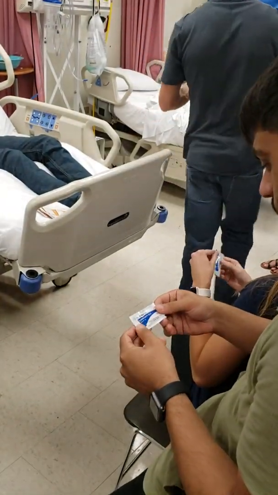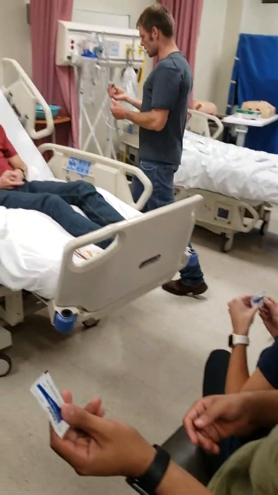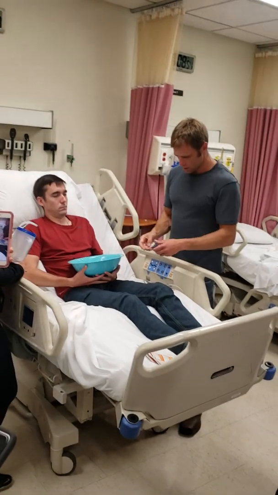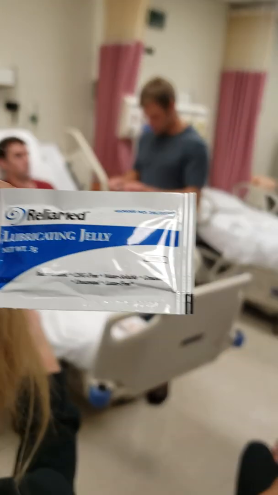So anybody got some foley catheter kit? Right? Except it comes sterile but doesn't need to stay sterile. It does not need to stay sterile because it's going into his stomach.